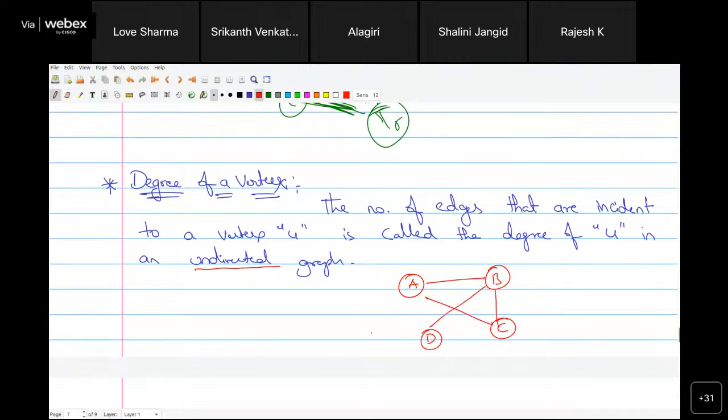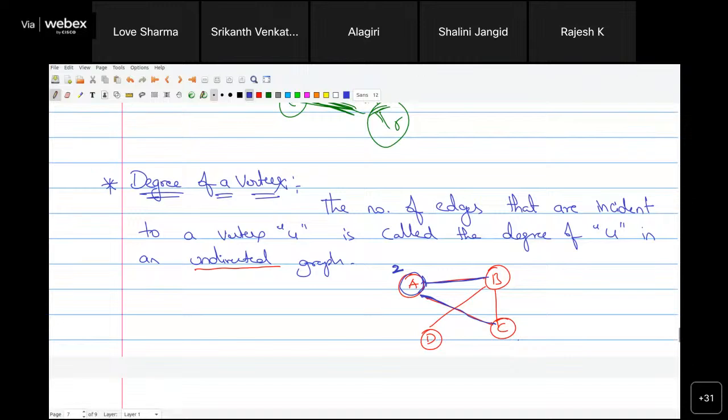Okay, so this is a graph with 4 vertices. Now if I want to talk about the degree of vertex A, the degree of vertex A in this particular graph will be 2, because vertex A is incident to this edge and this edge. So the number of edges incident to vertex A is 2. Therefore the degree of vertex A will be 2.